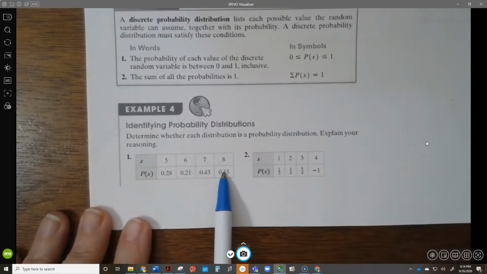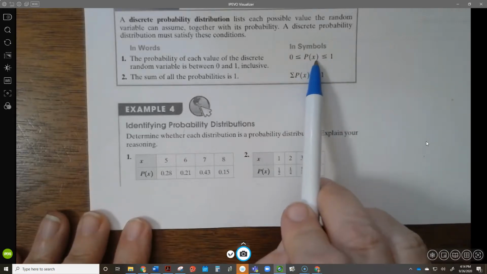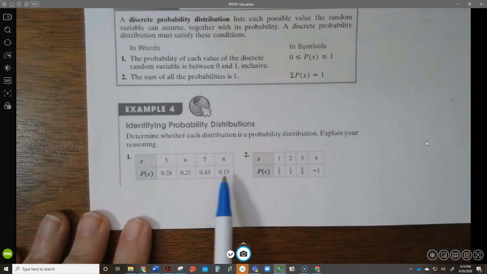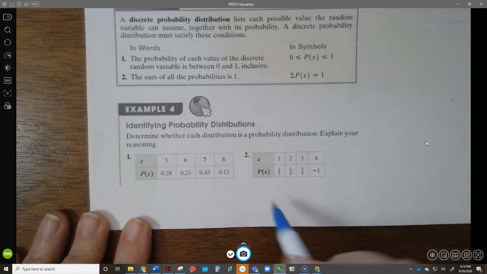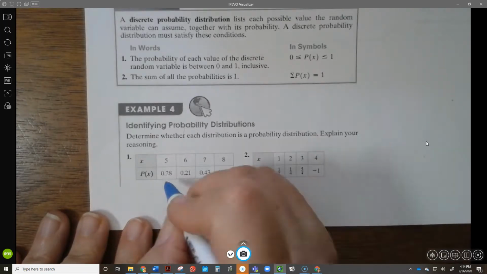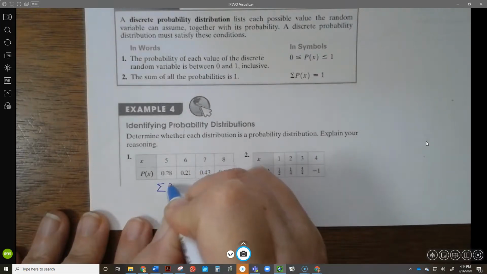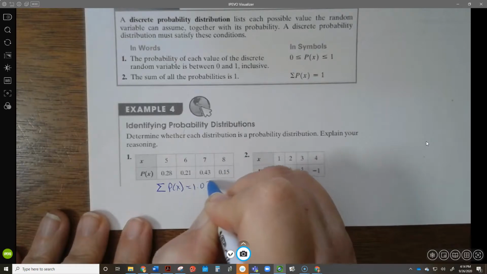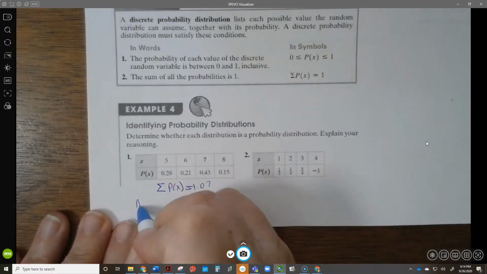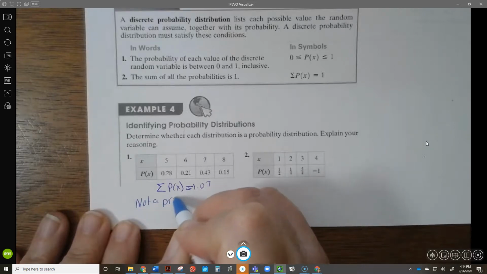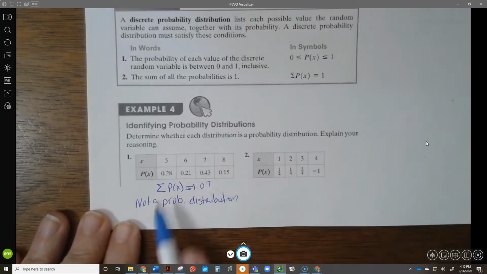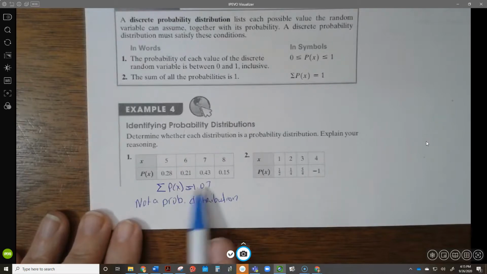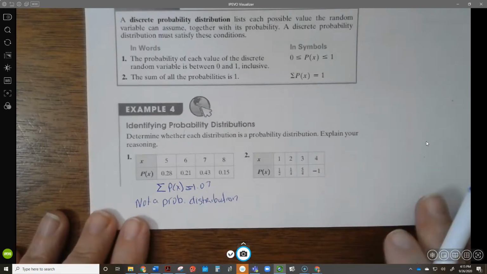Well, these are all numbers that are between 0 and 1. So they meet condition number 1. 0.28, 0.21, 0.43, 0.15. Those are all numbers between 0 and 1, so that's fine. But do they add together to be 1? If you add these up, I believe you come up with the sum of these probabilities is equal to 1.07. So this is not a probability distribution. The reason it's not a probability distribution is because these probabilities add up to more than 1. Probabilities have to add up to exactly 1.